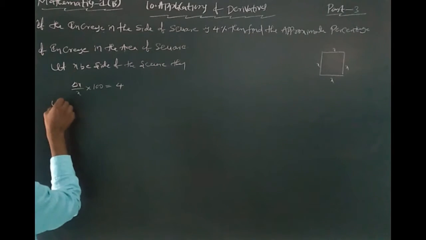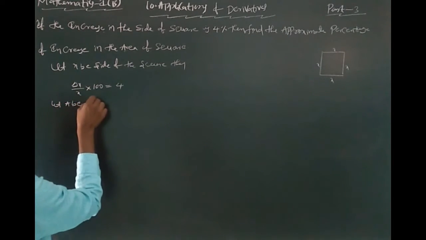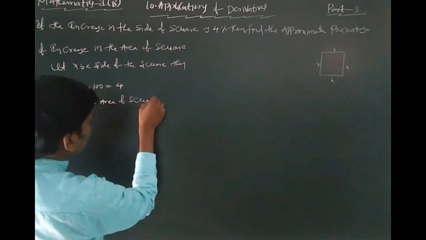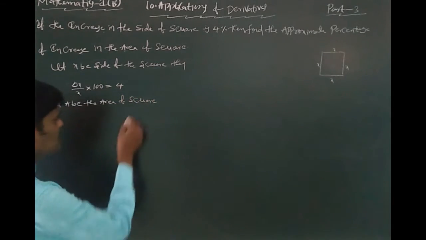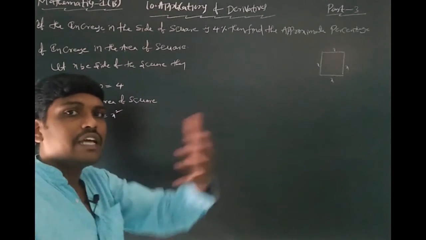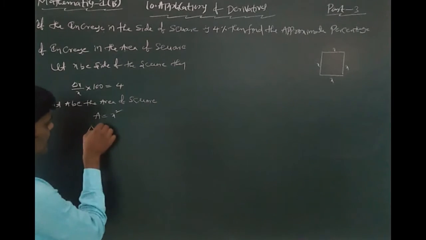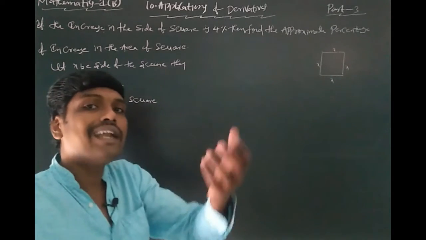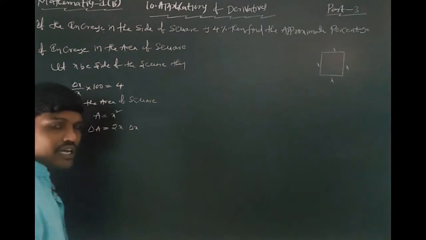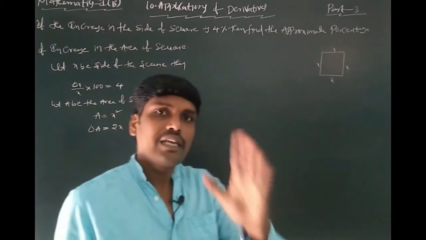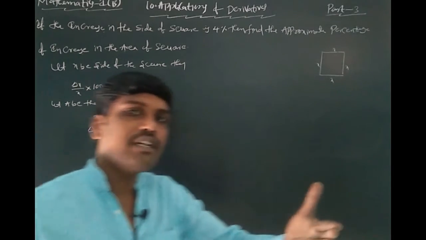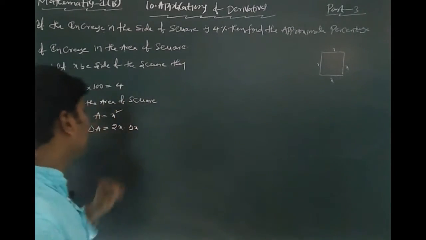Let A be the area of the square. What is the area of the square formula? A is equal to x square. Here the derivative: dA is nothing but delta A, and the derivative of x square is 2x into delta x. Understood or not friends? The derivative of A is delta A, the derivative of x square is 2x, and the change of x is delta x.